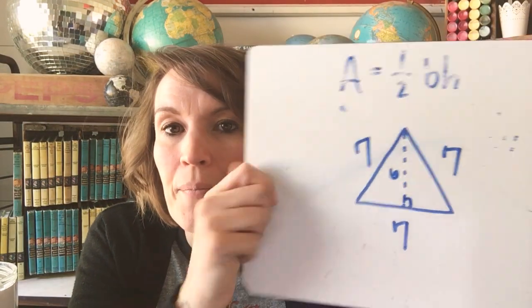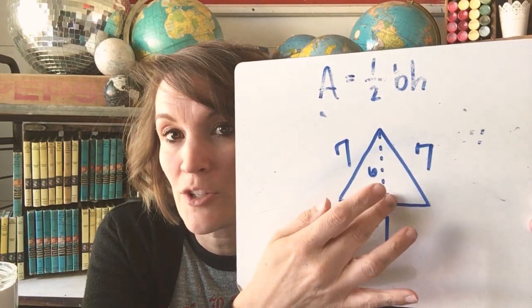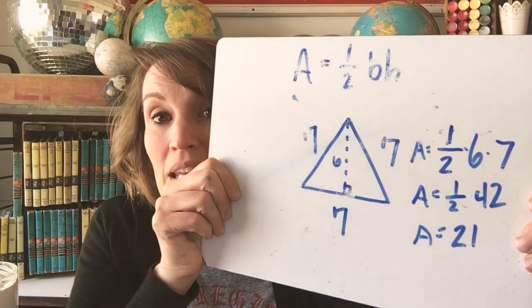Now, there is a mathematical process that I can go through using the Pythagorean theorem to find out this exact amount, but I'm not going to go through it right now because I don't have time. So I'm just going to pick one out, but just know it's not mathematically perfect. Okay, now, this I'm going to call 6. This is your height, because look, there's my right angle. So we say 1/2 times 6 times 7. Area is equal to 1/2 times 42. So area is equal to 42 divided by 2, which is 21.